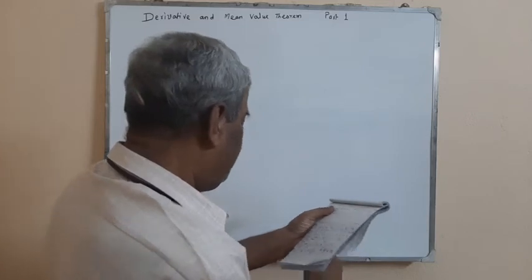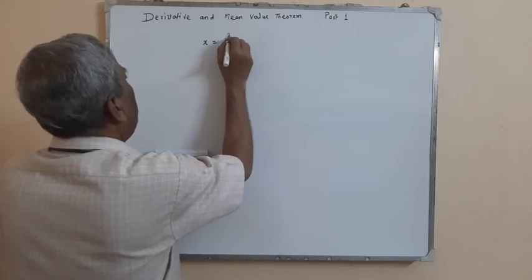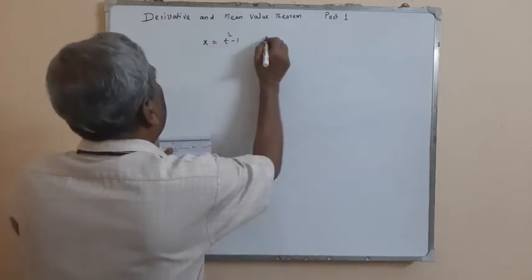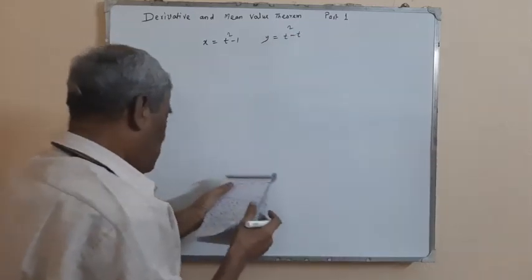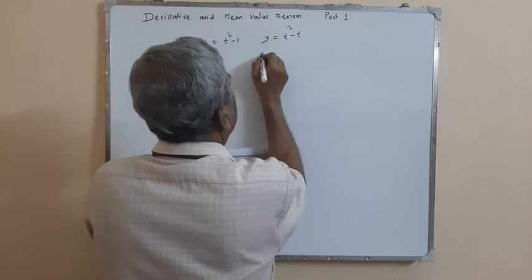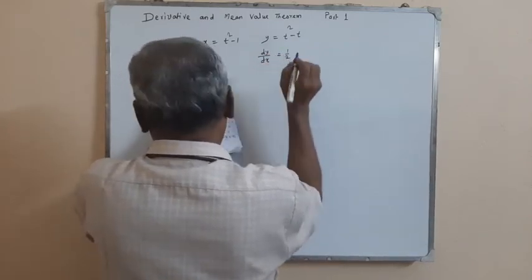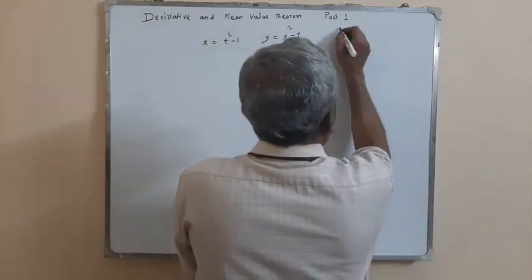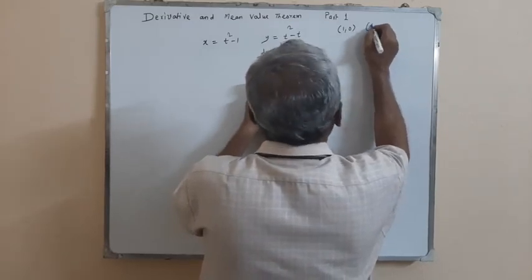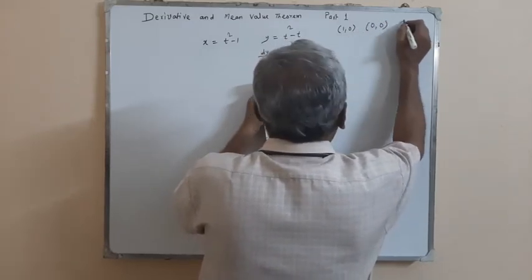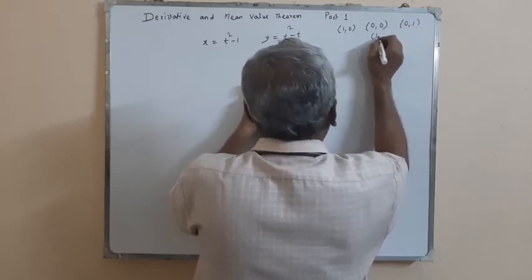First problem: the point on the curve x equals t square minus 1 and y equals t square minus t, where dy/dx is equal to half. Options are (1, 0), (0, 0), (0, 1) and (1, 1).